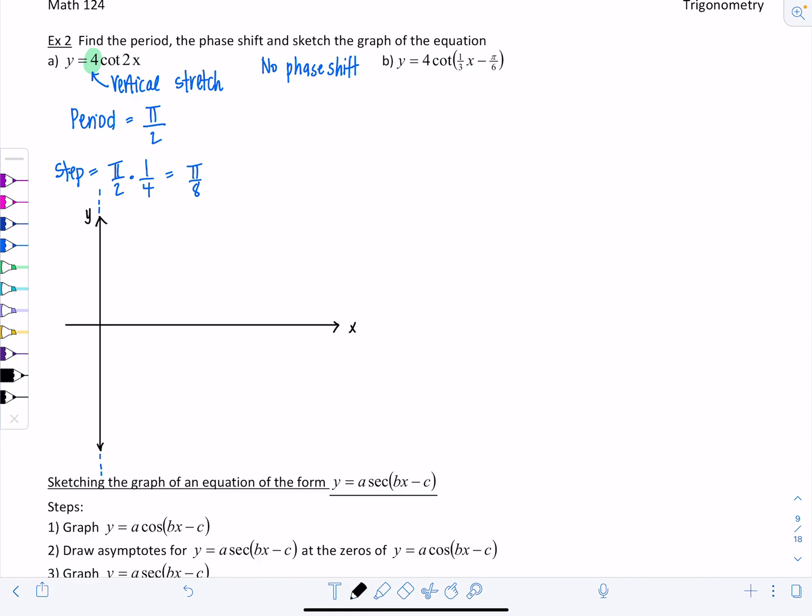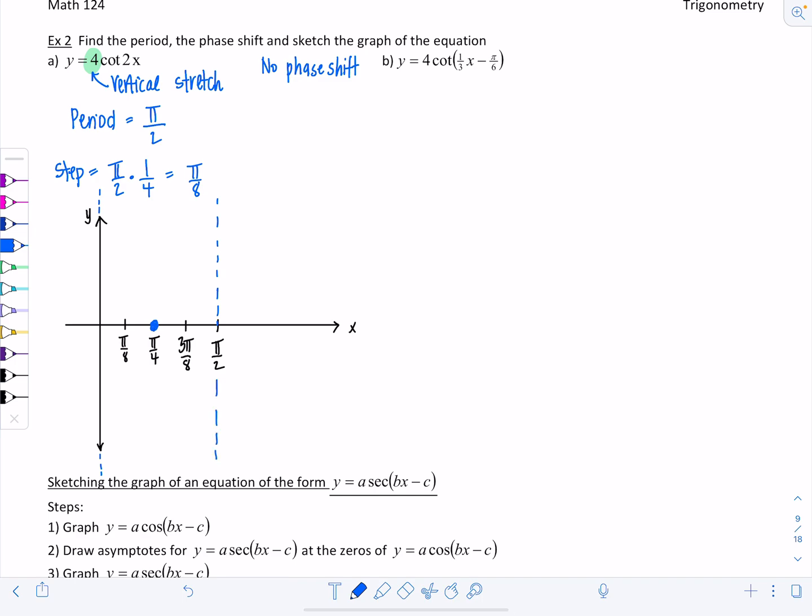Now, the step is pi over 8, so I'm going to count 2 steps, 1 pi over 8, 2 pi over 8 is pi over 4. That's where the 0 happens. And then 2 more steps to the vertical asymptote. So that was 2 pi over 8. Now we're at 3 pi over 8. 4 pi over 8, people, that's pi over 2. Okay? Always got to reduce your fractions.